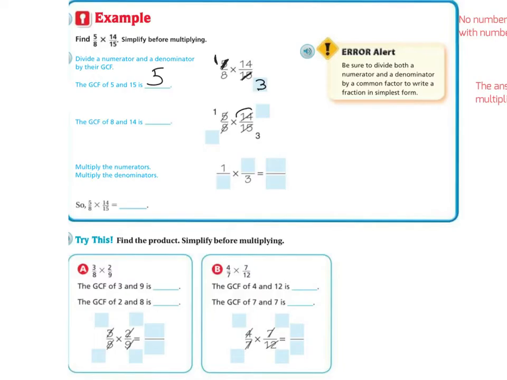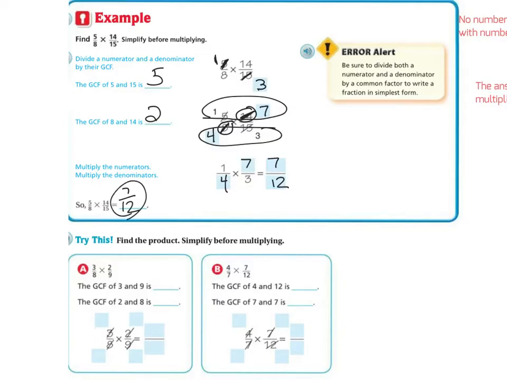Now I'm going to look at my 14 and my 8. And the greatest common factor in those is 2. So 2 goes into 14 7 times, and 2 goes into 8 4 times. So now I'm left with 1 times 7 and 4 times 3. So when I multiply it out, I get 7/12.